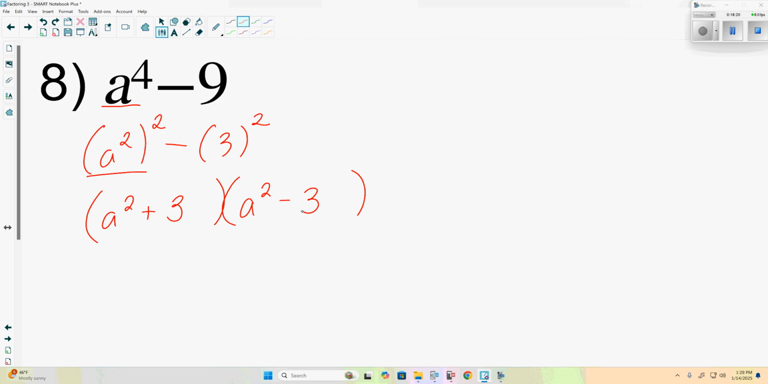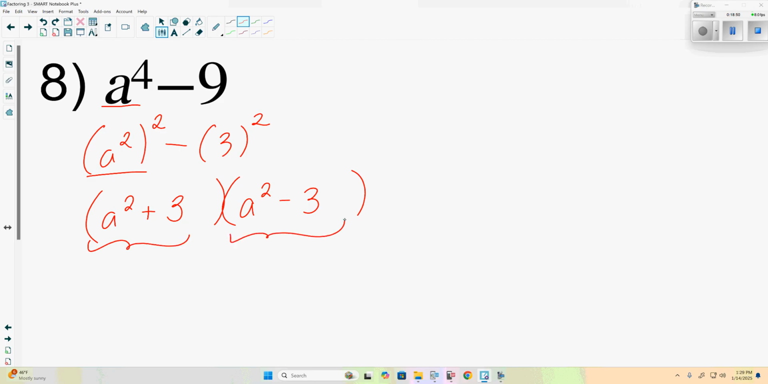So even though we're looking at a 4th power, we get this here. Now, since we have a squared at this point, we do need to make sure it doesn't factor. For the a squared plus 3, we do not have a sum of 2 squares. There is no sum of 2 squares formula. It's imaginary, and here it's irrational also.